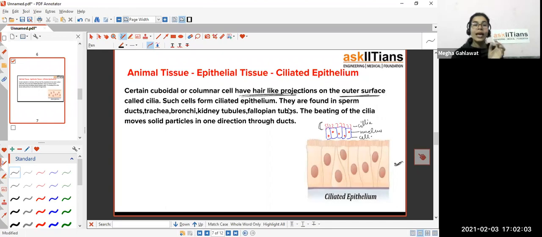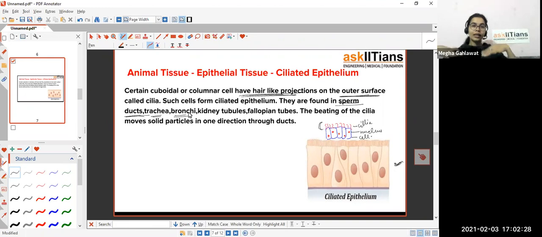Okay, and they are found in the sperm duct. Sperm duct is a tube which is responsible for transporting the sperm from the testes to the penis. Okay, and then they're present in the trachea, which is the windpipe. I'll draw the diagram to make you understand properly. These are present in the bronchi.